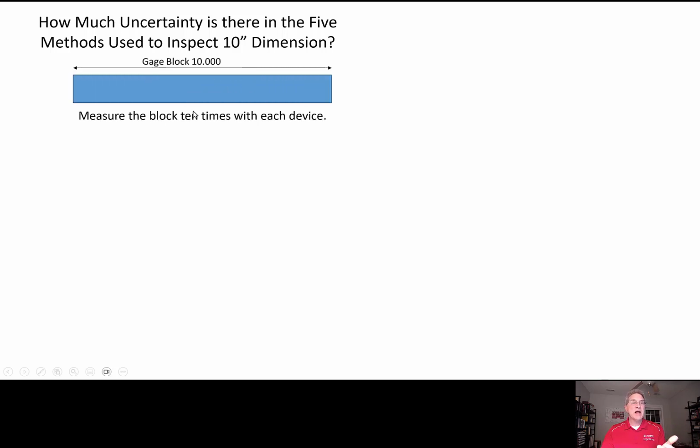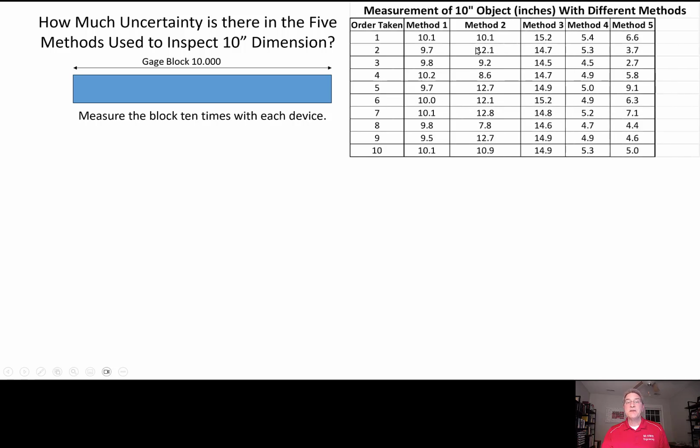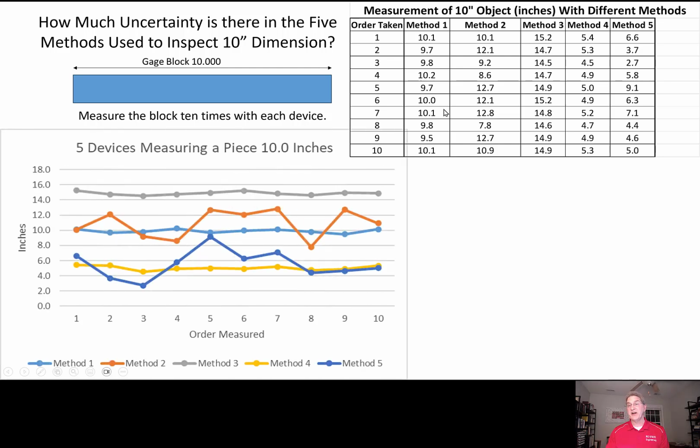So we had a gauge block. We measured it 10 times with each method. And here's the data, method 1, 2, 3, 4, and 5. And one way we could have graphed this, which is very common, is you just graph each column right there. And we can see some things about this. Here's 10. So you can look down here and see the methods. They're pretty much on 10. This guy's high, these guys are low.